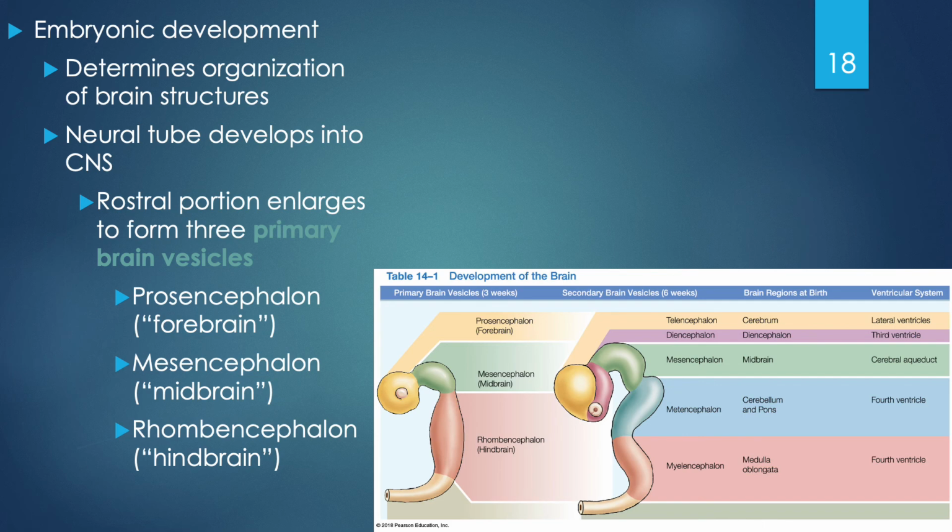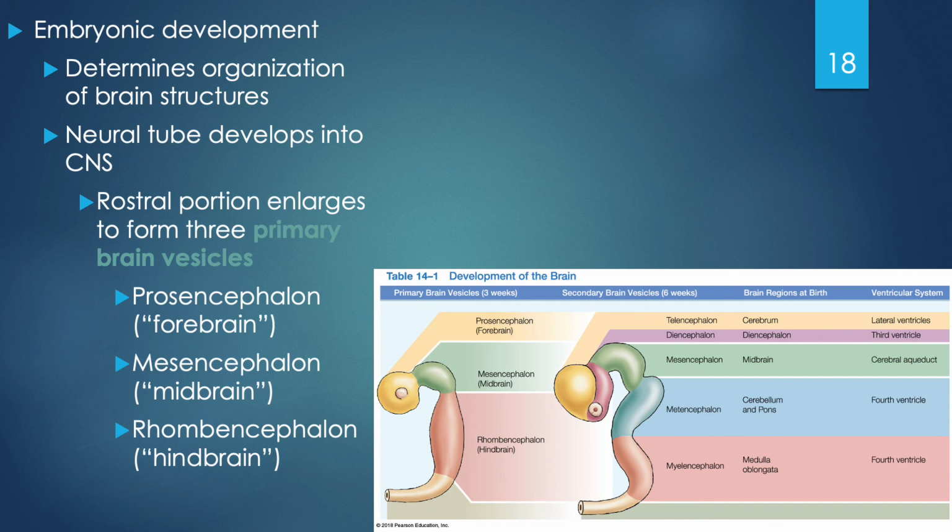There is the prosencephalon, the mesencephalon, and the rhombencephalon, and these are known as the forebrain, midbrain, and hindbrain, respectively. So you can see in table 14.1 down at the right that it shows you what a primary brain vesicle looks like at 3 weeks of development. Keep in mind this is 21 days, so it's very, very tiny and very primitive.